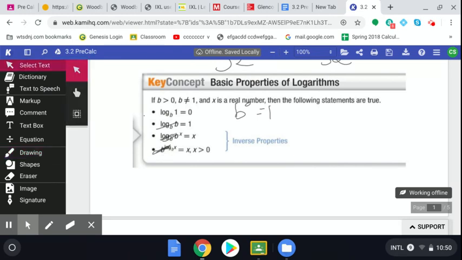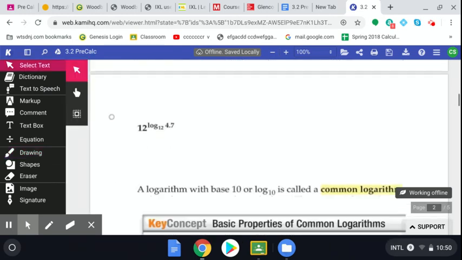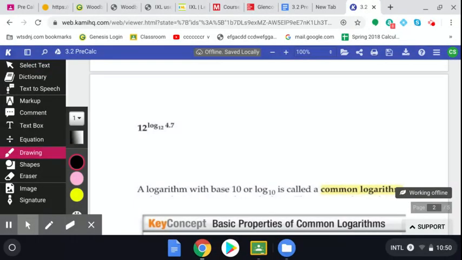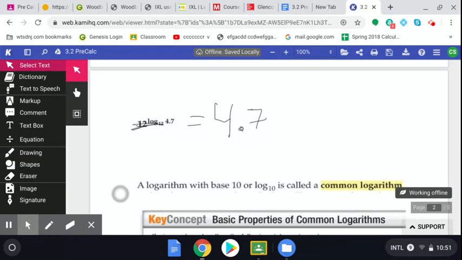All right? So if you're looking at some examples, in this case, you have 12 to the power log base 12 of 4.7. You need to know that this would cancel out, and your answer would just simply be 4.7.